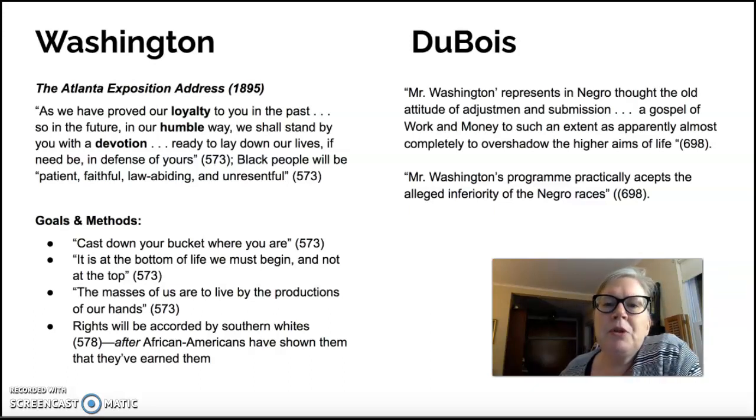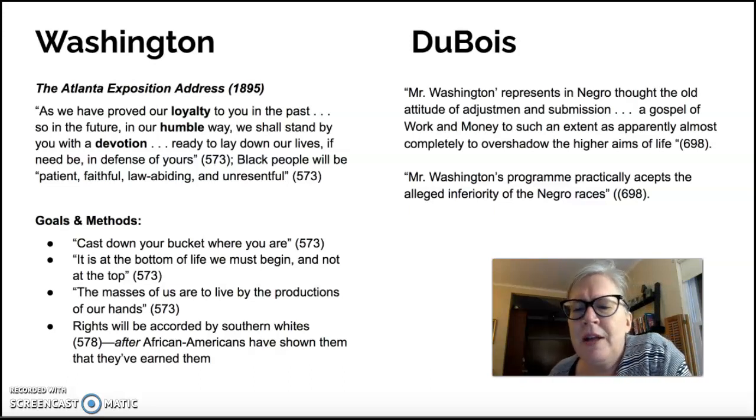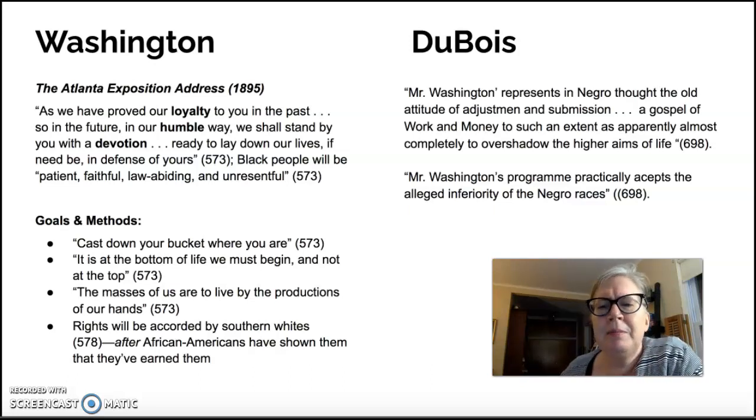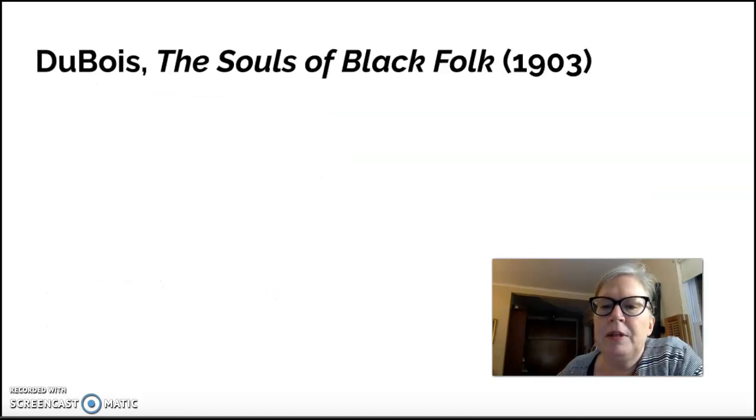Du Bois said, "Mr. Washington represents in Negro thought the old attitude of adjustment and submission. A gospel of work and money to such an extent as apparently almost completely to overshadow the higher aims of life." And then he goes on to say, "Mr. Washington's program practically accepts the alleged inferiority of the Negro races." So Du Bois is not very happy with Washington there.